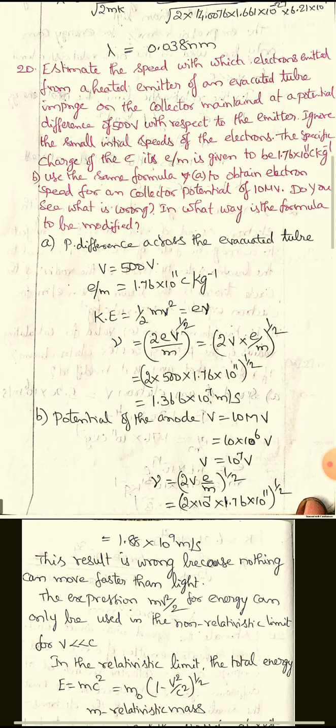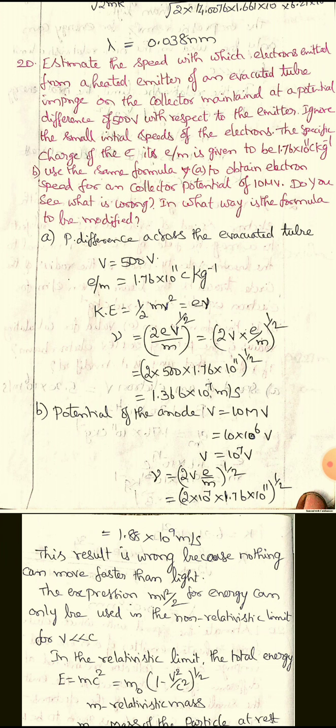Estimate the speed with which electrons emitted from a heated emitter of an evacuated tube impinge on the collector, which is maintained at a potential difference of 500 volts with respect to the emitter. Ignore the small initial speeds of the electrons; the starting speed will be negligible. The specific charge e by m is given to be 1.76 into 10 to the power of 11 coulomb per kilogram.